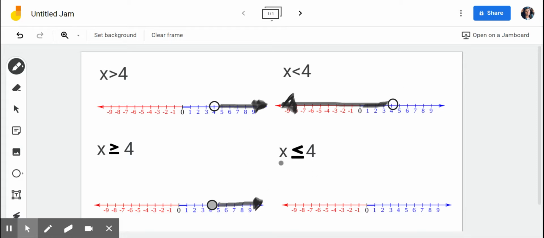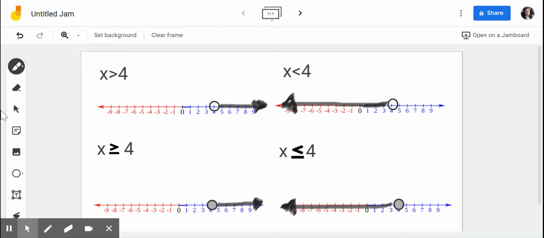And then for the last problem, we have that our solution is x is less than or equal to 4. So we need to put our dot on 4, but this time, since it can be equal to 4, we're going to shade it in because that 4 is included. And then everything less than 4 is going to be to the left because all these numbers are less than 4. So that's the direction we would want to go.